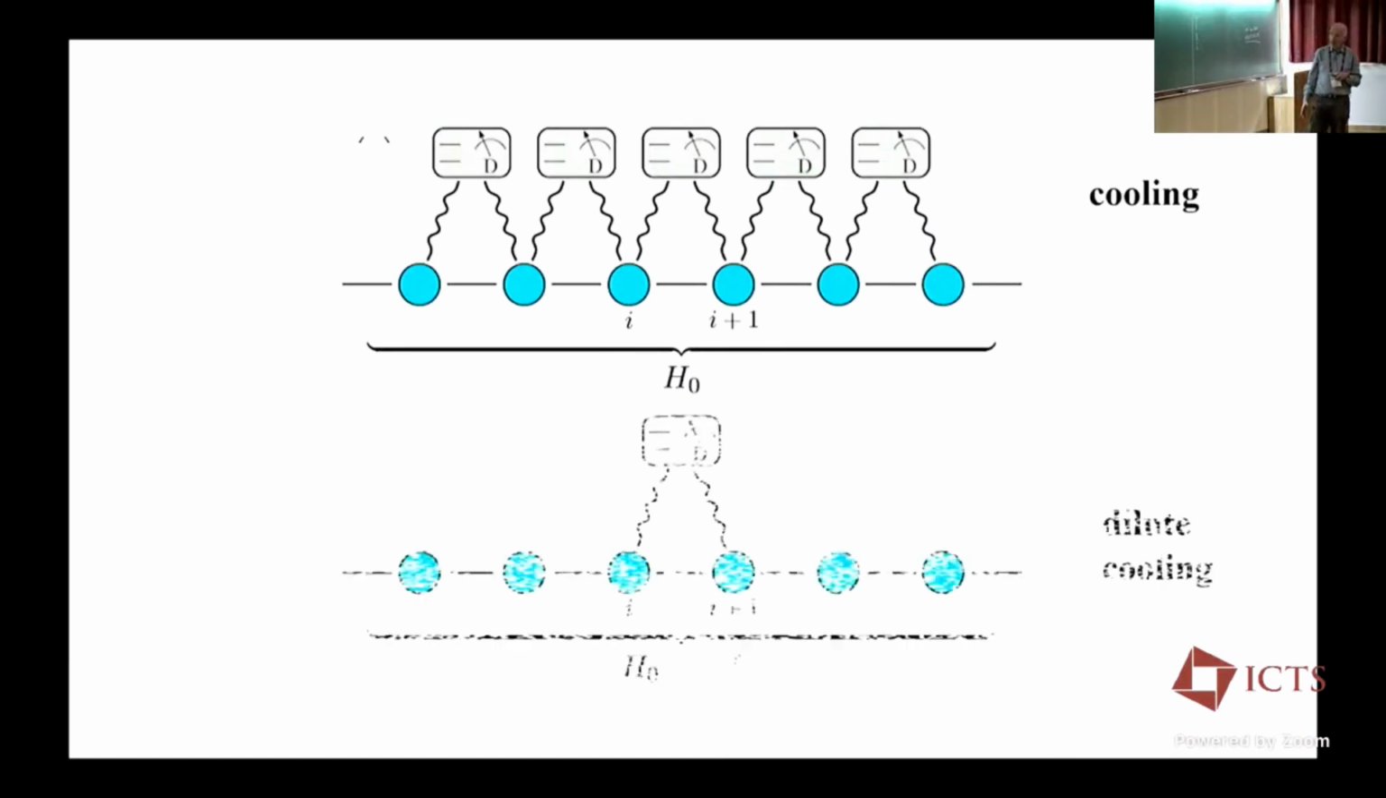And by more economical, I mean, can we consider the same system with the same Hamiltonian, but actually do the steering only on one link?